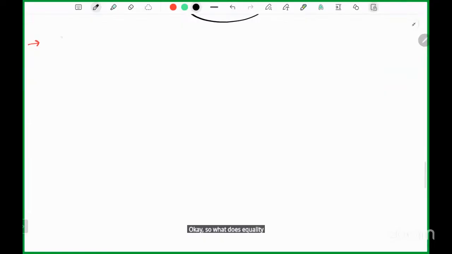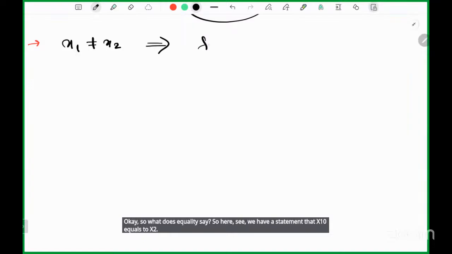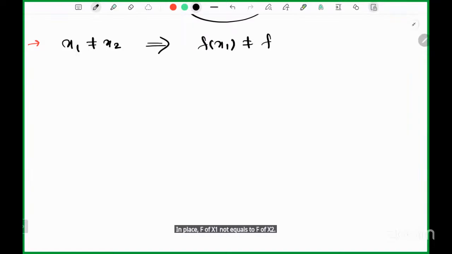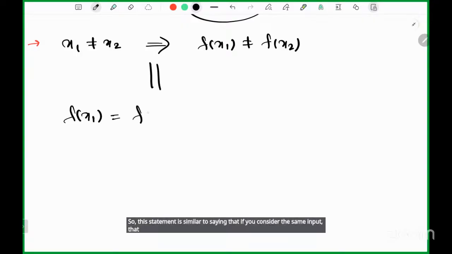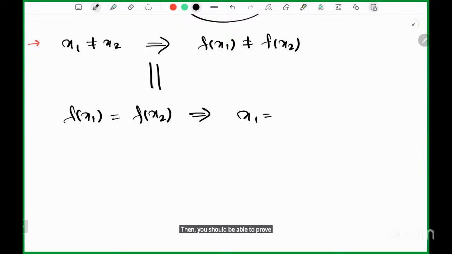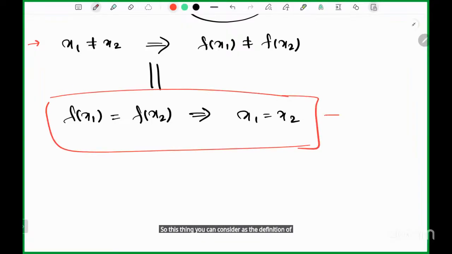So here we have a statement that x1 not equals to x2 implies f of x1 not equals to f of x2. If you want to change this negation into equality, what will you do? This statement is similar to saying that if you consider the same output, that is f of x1 is equals to f of x2, then you should be able to prove x1 is equals to x2. So this you can consider as the definition of one-one function.